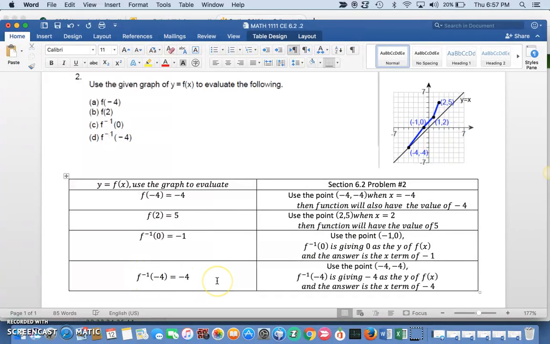Then this one, f inverse of -4, regardless, it looks like it's the same point. Technically, this is the x of the inverse and that's the y, and the answer would be -4 also. You're using that graph to evaluate it.